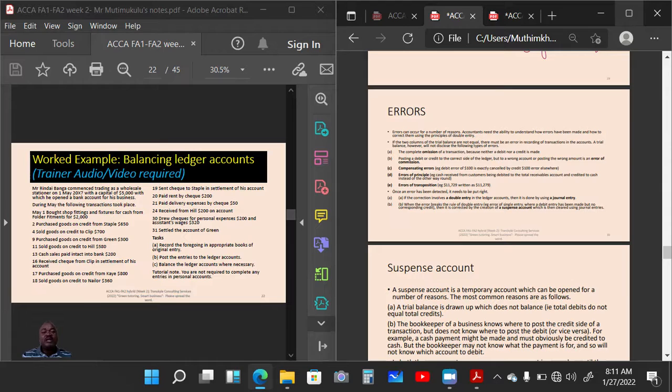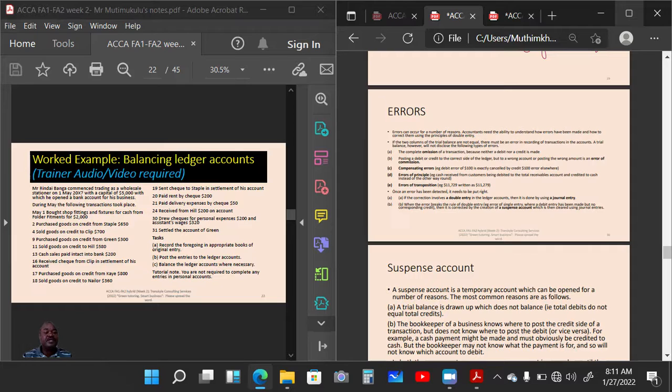Then there are what are called compensating errors. For example, a debit error of $100 is exactly cancelled by a credit error of $100 elsewhere. That one is very rare, but it happens. That's a compensating error. On the debit side we had put $60 in error, and then on the credit side we also put $60 in error.